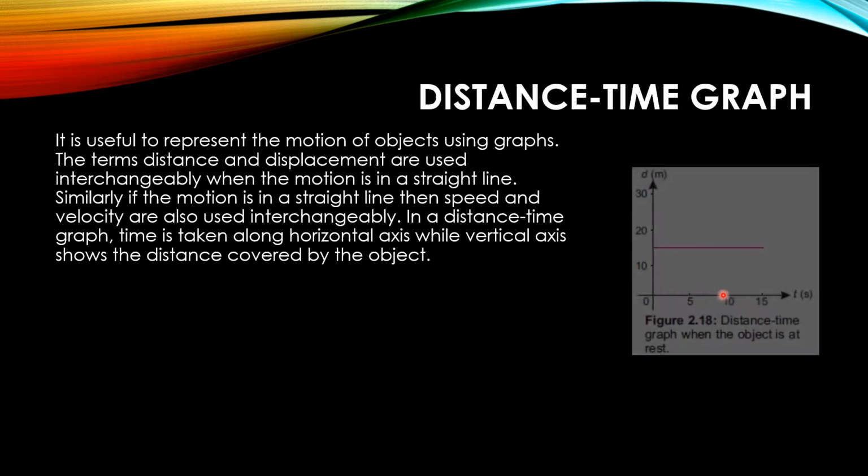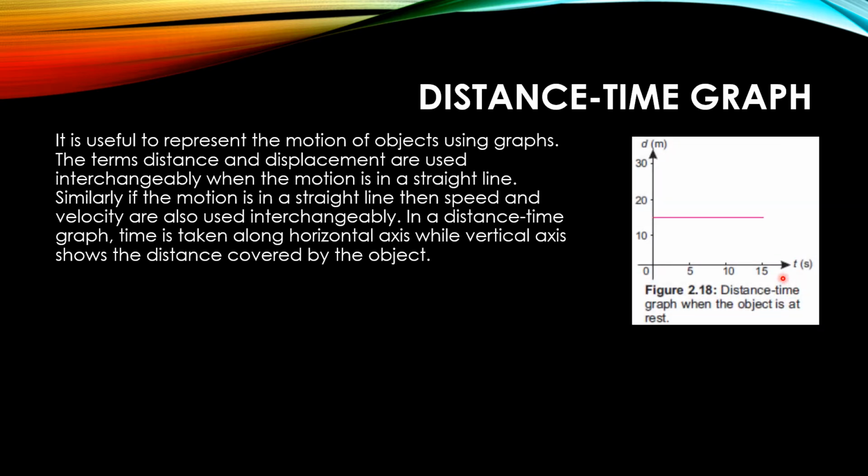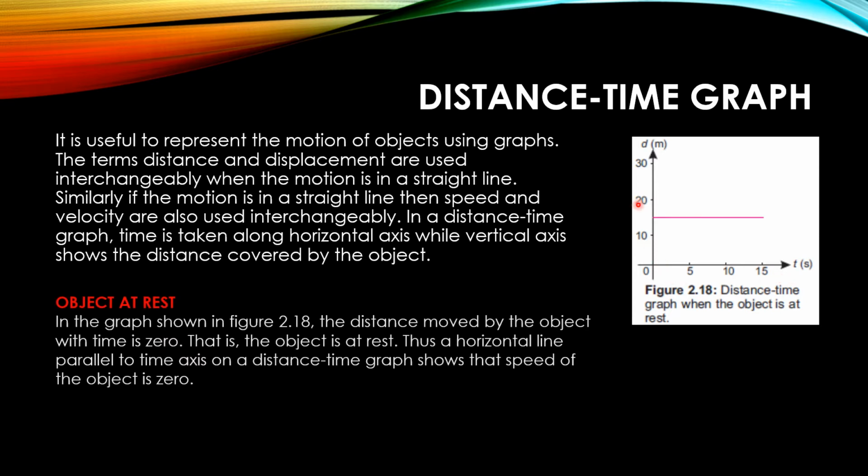In a distance time graph, the time is taken along the horizontal axis or x-axis, while the vertical axis shows the distance covered by the object. In the graph shown in the figure, the distance moved by the object with time is 0. That is, the object is at rest. Thus, a horizontal line parallel to the time axis on the distance time graph shows that the speed of the object is 0. As you can see in the graph, with the passage of time, the body is covering no distance, so we can say that the body is at rest. As the body is at rest and not covering any distance, its speed is 0.